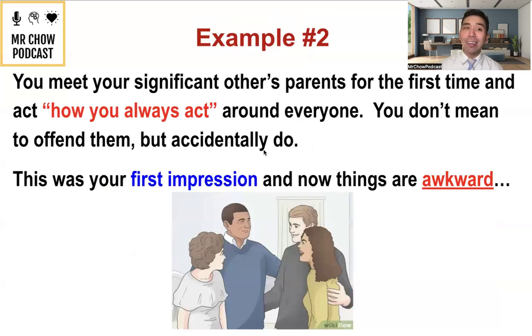Here's another example. And this happens actually a lot. You meet your significant other's parents for the first time, and you act how you always act. You want to be real around everyone. And I'm not saying don't, but take a look at this example. You don't mean to offend them, but you accidentally do. This was your first impression, and now things are awkward.